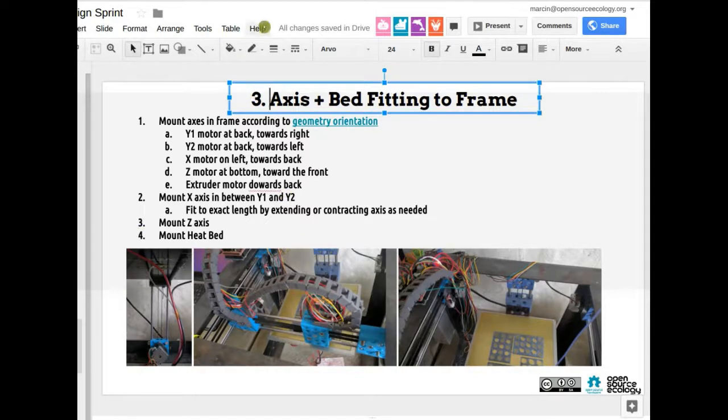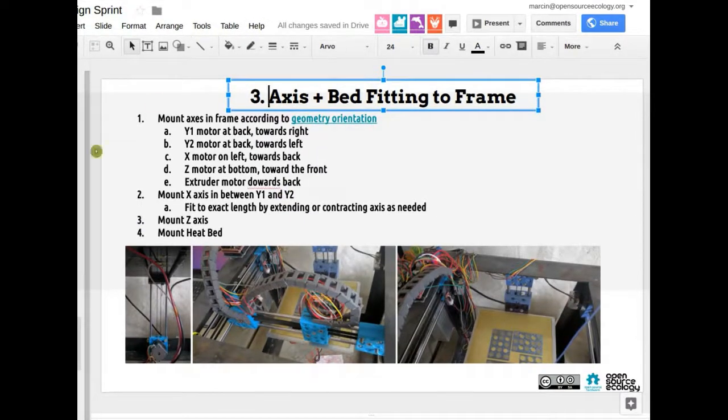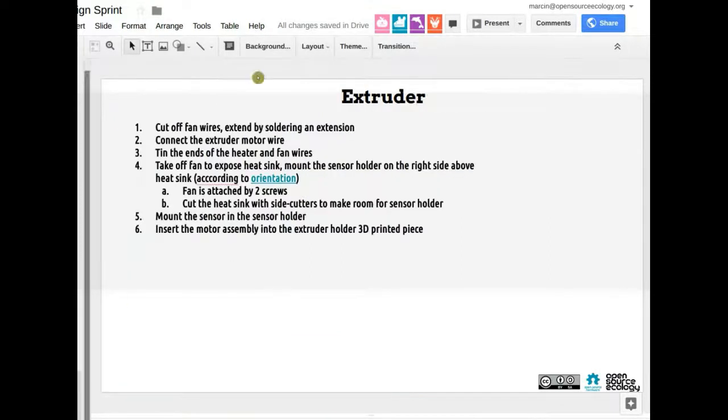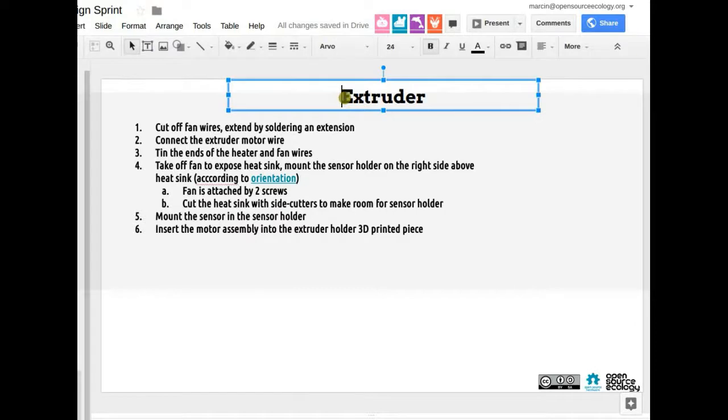So here we're organizing it around how the actual build happens, whereas before with the exploded part animation videos, we had individual modules. Here we're talking much more about the holistic picture of how it actually does go together. So that's 3. 5 would be extruder plus wiring. There's a whole extruder assembly with the sensor, including the mounting piece, how you mount the extruder to the frame, which is magnetically attached. So there's all these little details there.